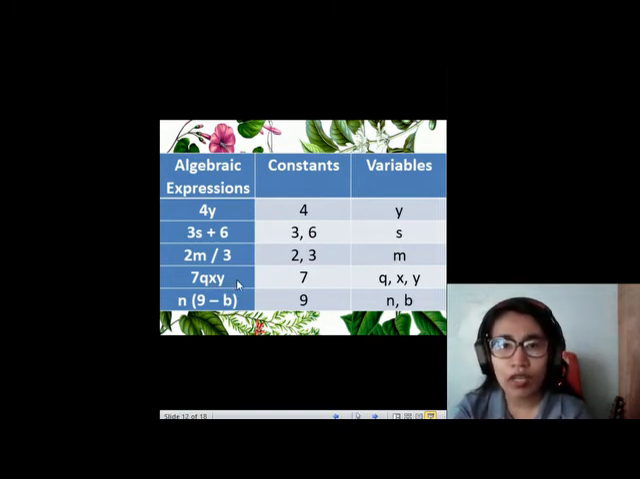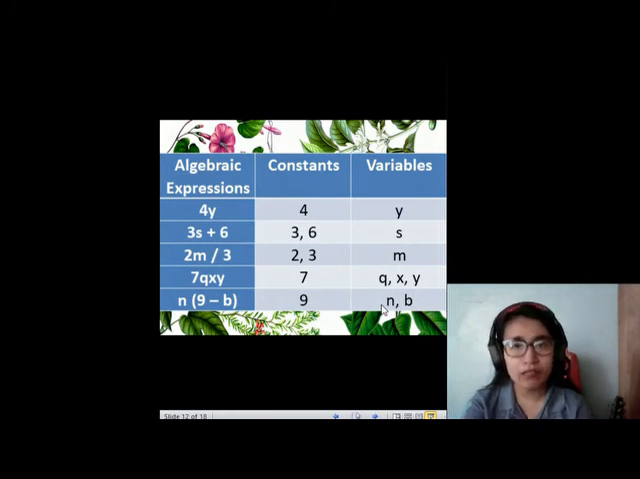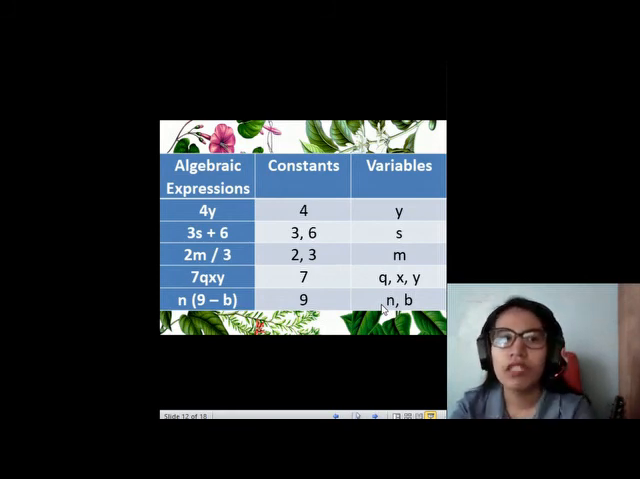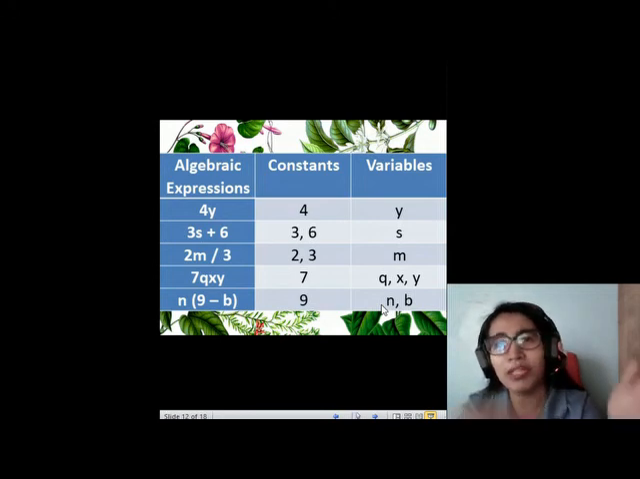Then 7qxy, constant 7. Variables q, x, y. Then we have n times the quantity 9 minus b, constant 9. Variables n and b. So, it seems like you're just separating a number from a letter.